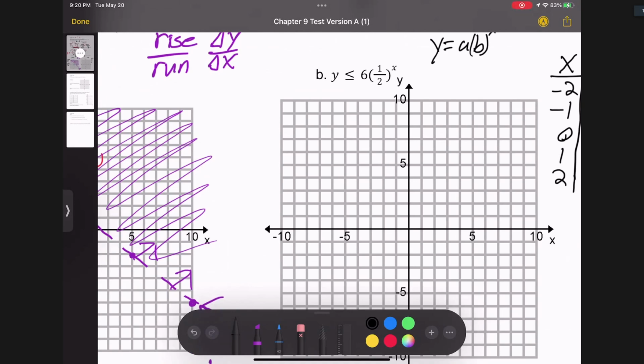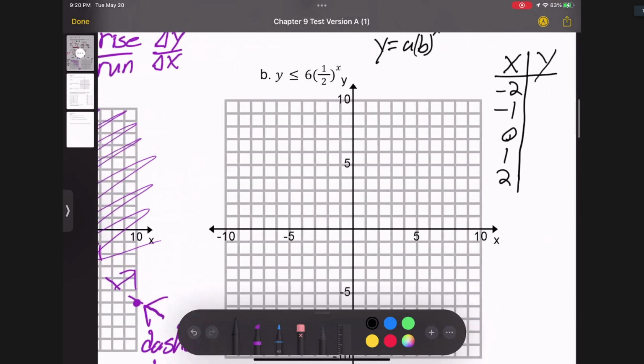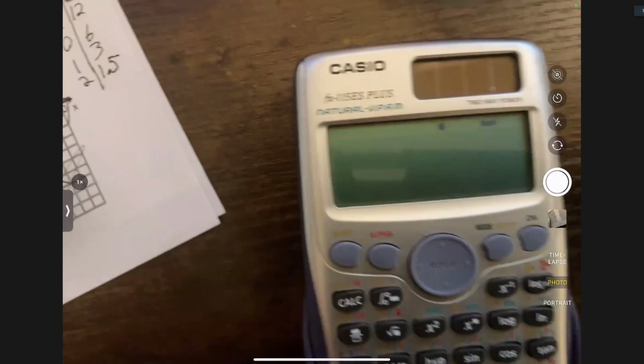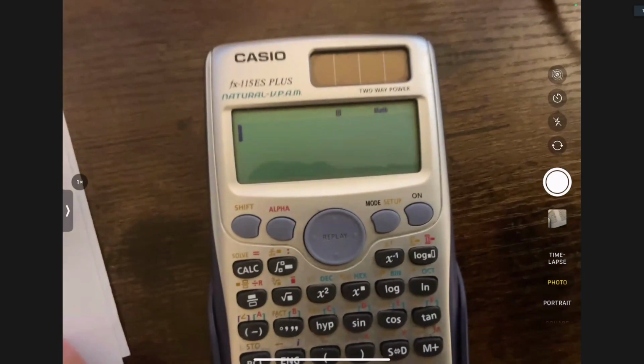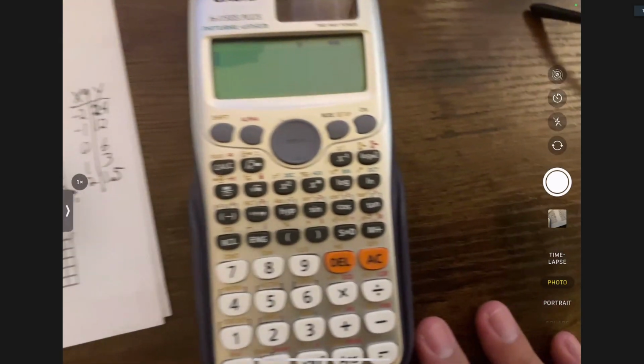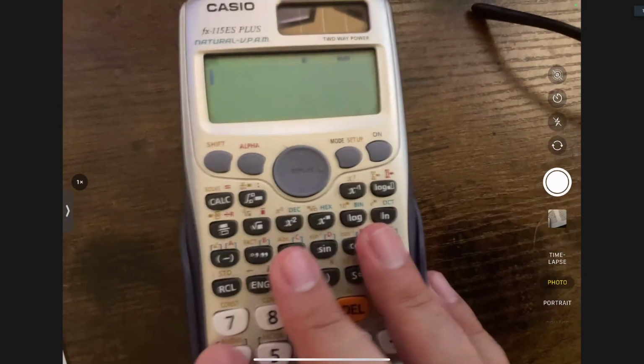Now, let me see if I can show you on the calculator. Hold on, let me see something. Okay, this is my calculator, not sponsored by the way. Hopefully everyone gets this calculator. Parents, I really recommend this calculator. It's a very good calculator, my favorite calculator. So please make sure that you actually get this calculator.